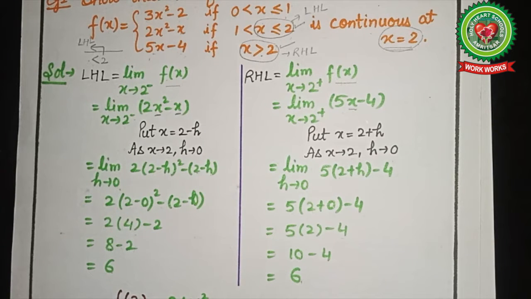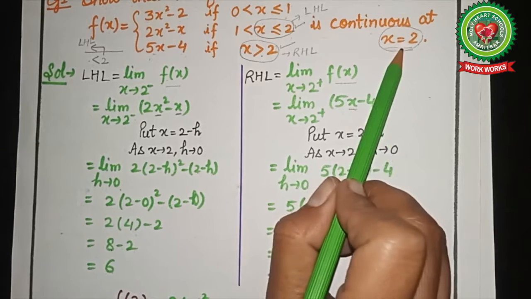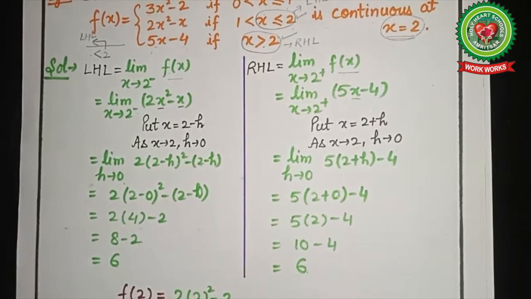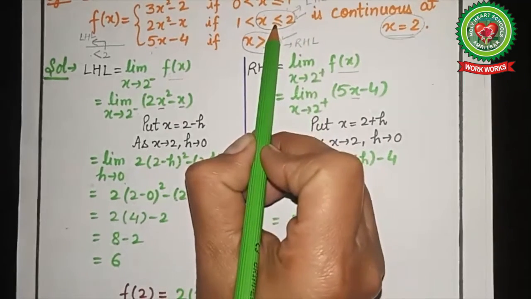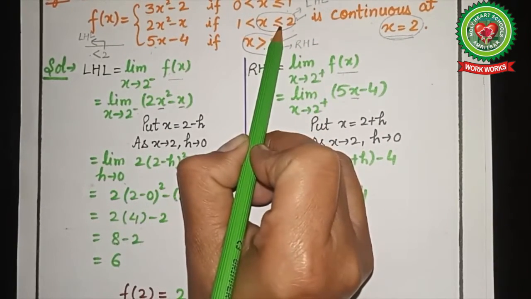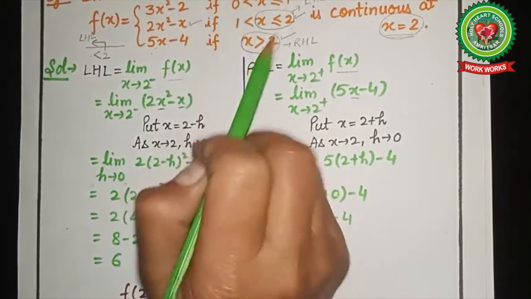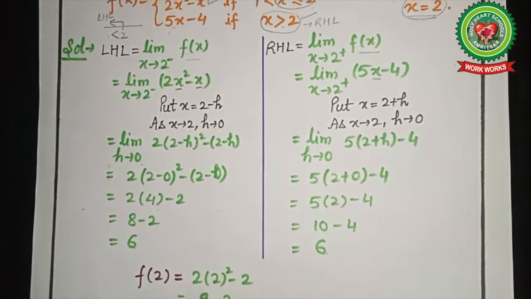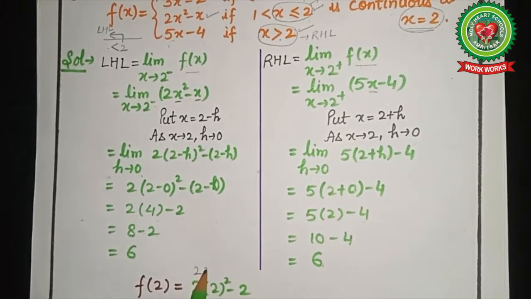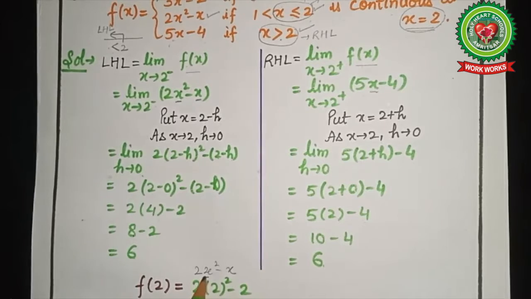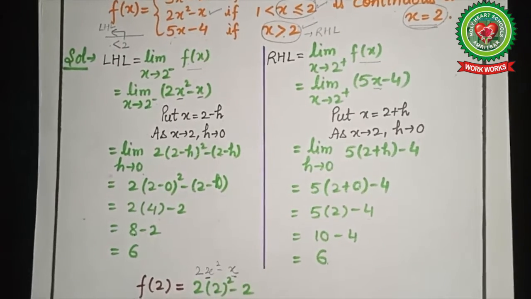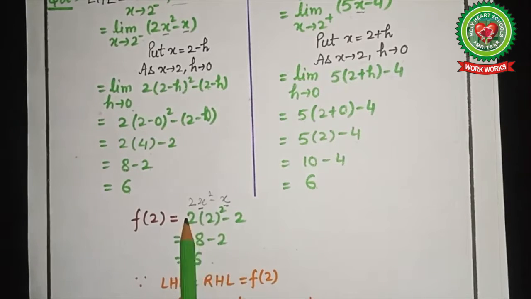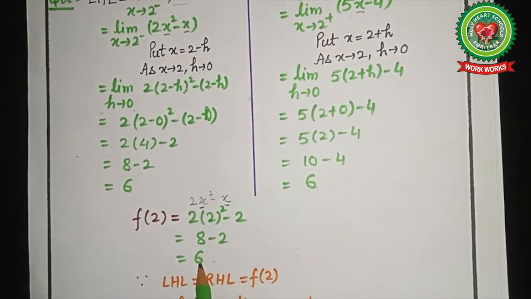So we will check the value of the function at x equal to 2 to check the continuity. Now for x equal to 2, the equal to sign is there, so for x equal to 2 we will take the same function. f(2) is equal to, we will put the value in 2x² − x. In place of x, we have to put 2. So we get 2 into 2² − 2. So it will become 8 − 2, which is equal to 6.